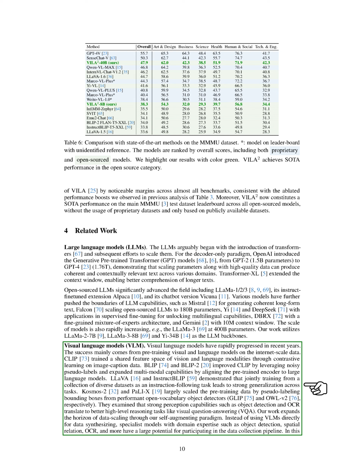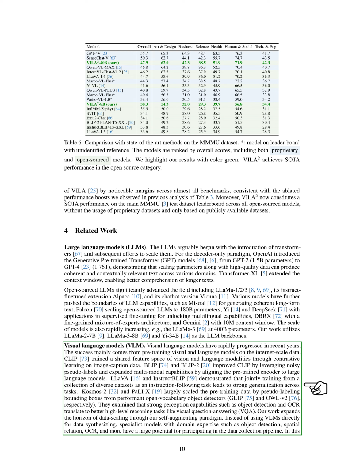Kosmos-2 and PaLI-X significantly increased the pre-training data by pseudo-labeling bounding boxes from effective open vocabulary object detectors. They found that strong perception abilities, such as object detection and optical character recognition, translate to better high-level reasoning tasks like visual question answering. Our work broadens the scope of data scaling through our self-augmenting approach. Instead of directly using VLMs for data synthesis, we leverage specialist models with domain expertise in areas like object detection, spatial relations, and optical character recognition, which have great potential for contributing to the data collection process.